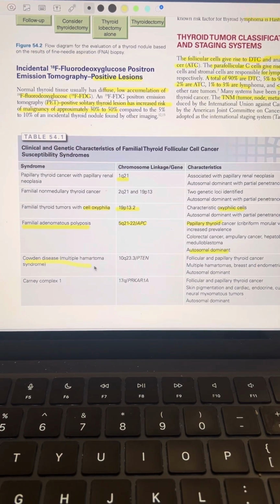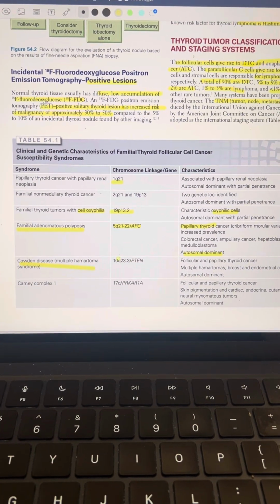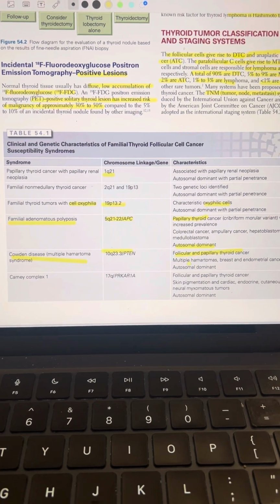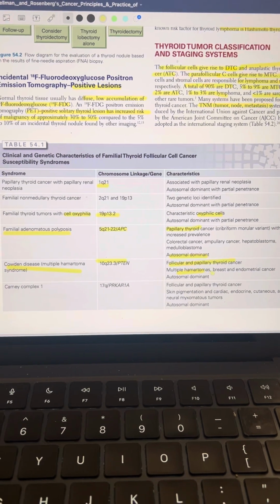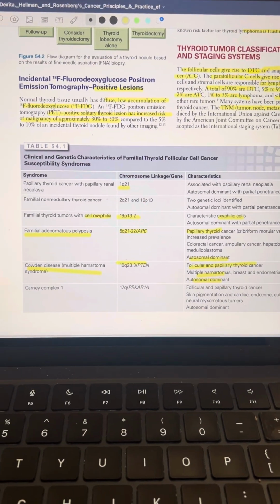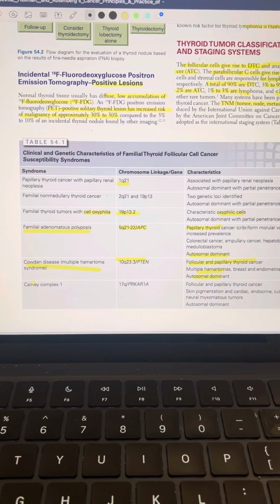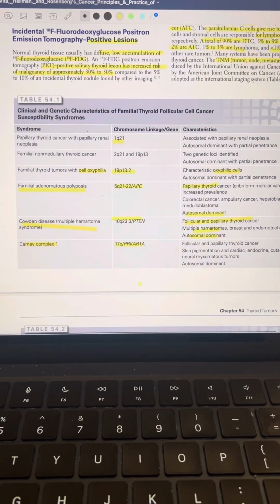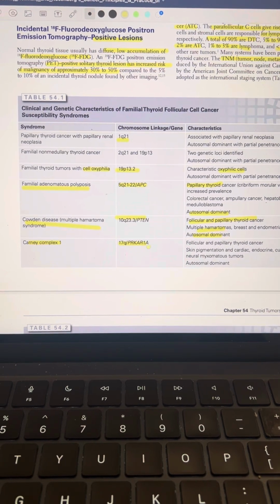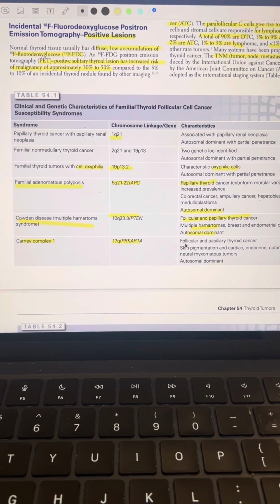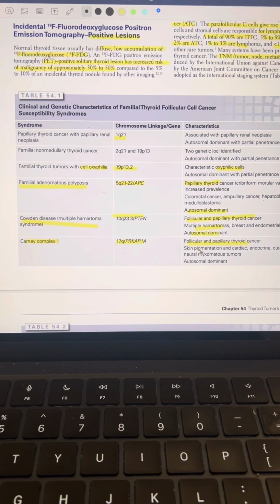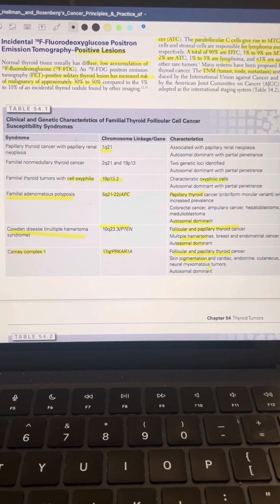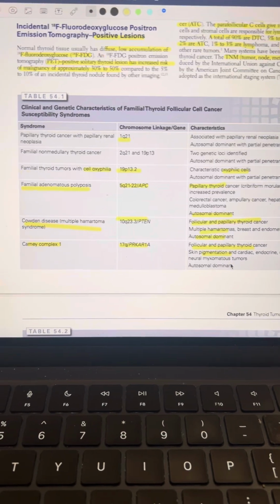disease, that is multiple hamartoma syndrome, 10q23, which causes papillary and follicular thyroid cancer, multiple hamartomas, breast and endometrial cancer, and is autosomal dominant. And then there is Carney syndrome, Carney complex, 17q, PRKAR1A, which causes follicular and papillary thyroid cancer and skin pigmentation. Then there are cardiac, endocrine, cutaneous, and neural myxomas, and it is autosomal dominant.